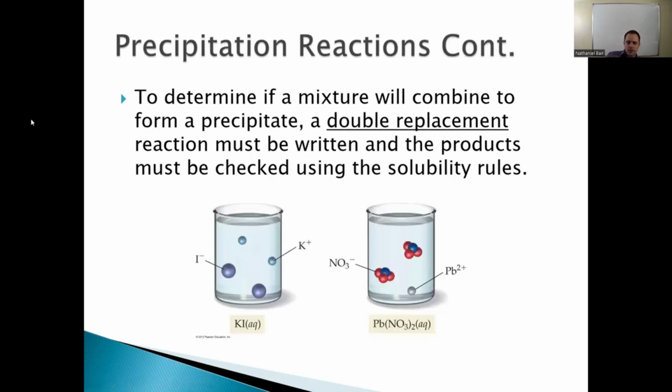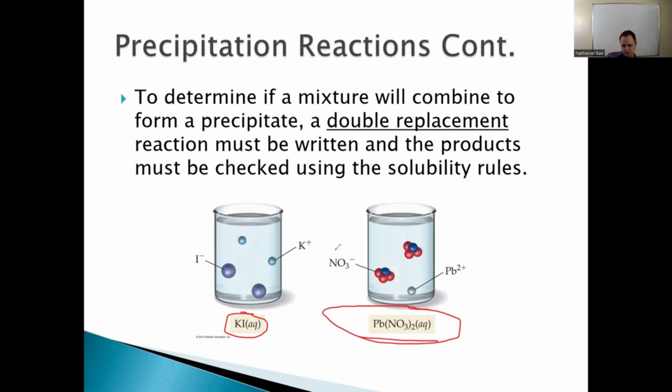So here's what's happening if you're a visual person. We're taking an aqueous solution of potassium iodide. So somebody dissolved potassium iodide in water. Take a look at your solubility rules. Potassium iodide will dissolve. Rule 2, it's got an alkali metal ion. And we're taking an aqueous solution of lead(II) nitrate. Take another look at your solubility rules. Lead(II) nitrate will dissolve because it's got a nitrate.